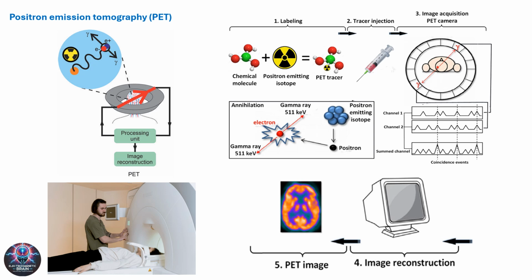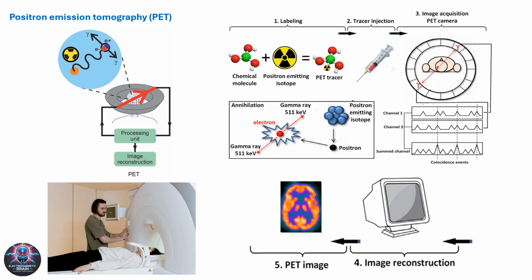As the tracer accumulates, it begins to emit positrons, which collide with electrons in the body, leading to annihilation. This is the release of gamma rays, which are detected by the PET camera. The detectors in the camera capture these gamma rays in two opposite directions, which allows us to pinpoint the exact location of the metabolic activity. The signals are processed from multiple channels and combined to create a detailed image of brain activity. The data goes to the processing unit, where it undergoes image reconstruction. The reconstructed PET image shows areas of the brain with high or low metabolic activity.